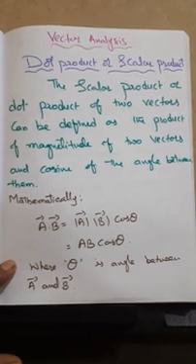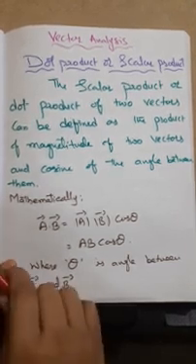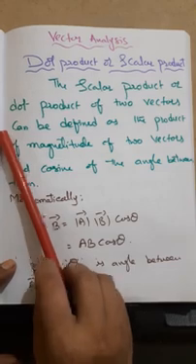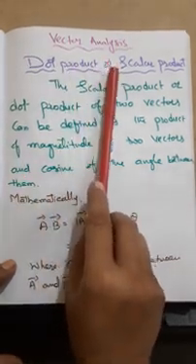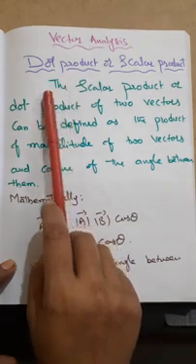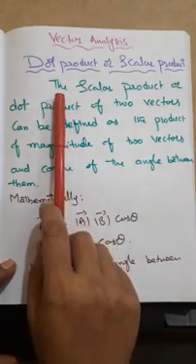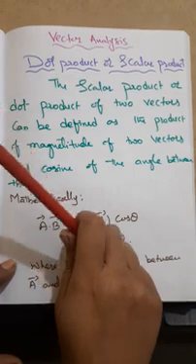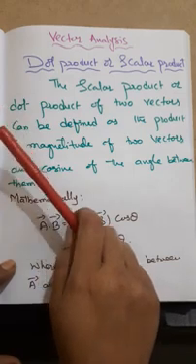Good morning friends. Today I am going to explain dot product and cross product. This is one of the important topics in vector analysis. Here we know what is a vector and what is a scalar. Scalar means which has only magnitude, and vector means which has both magnitude and direction.